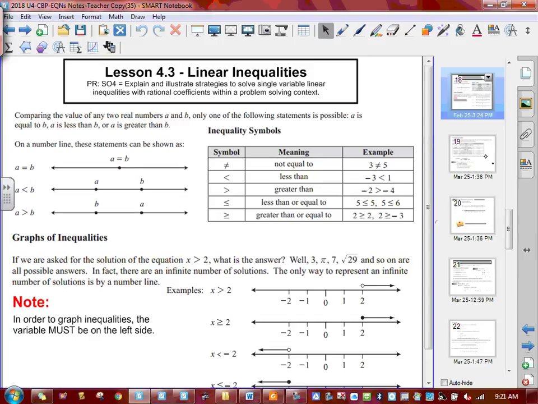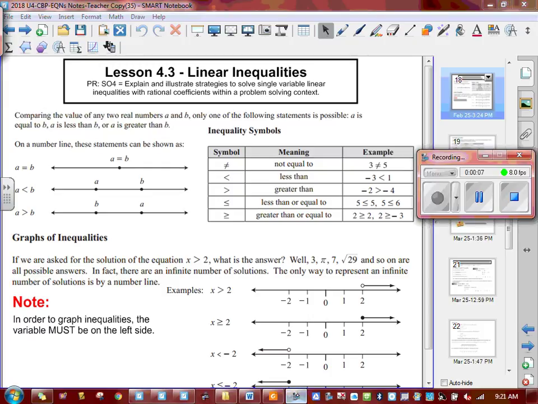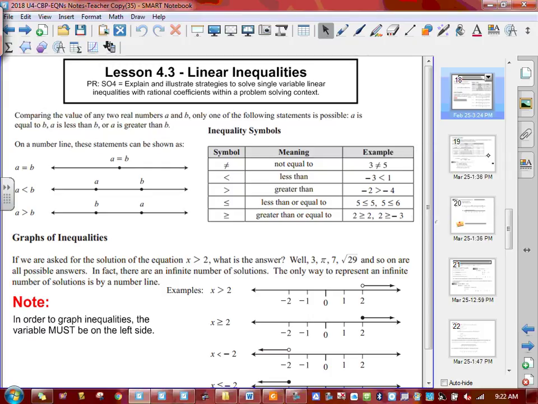Okay, it is student 4, lesson 4.3, linear inequalities. So we're going to explain and illustrate strategies to solve single variable inequalities. And we're going to graph them.